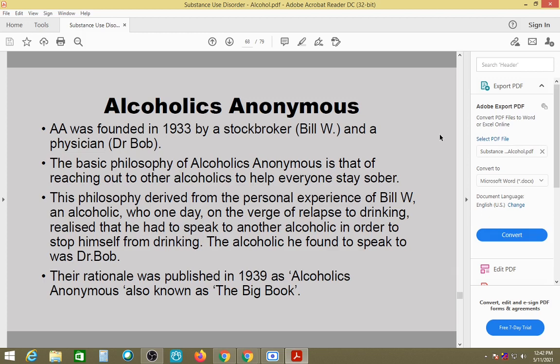So now let's see. The philosophy derived from the personal experience of Bill W., an alcoholic who one day was on the verge of relapsing to drinking. Okay, please understand this.